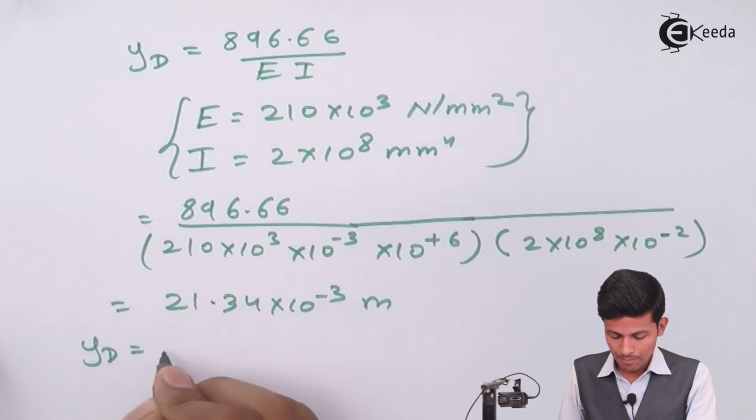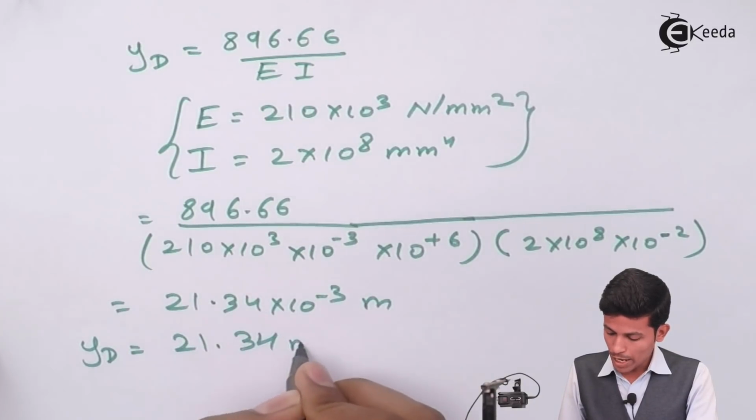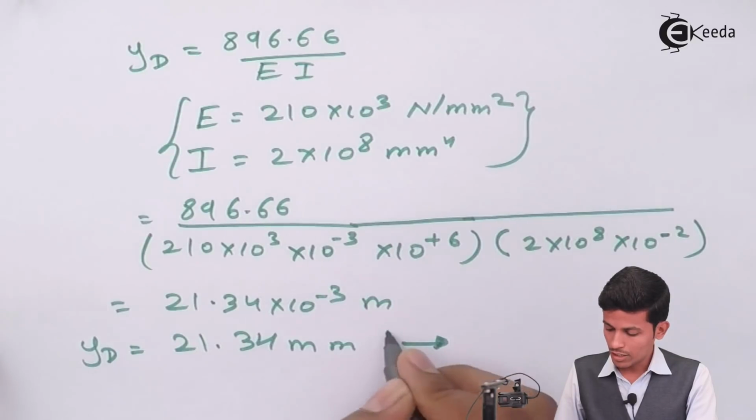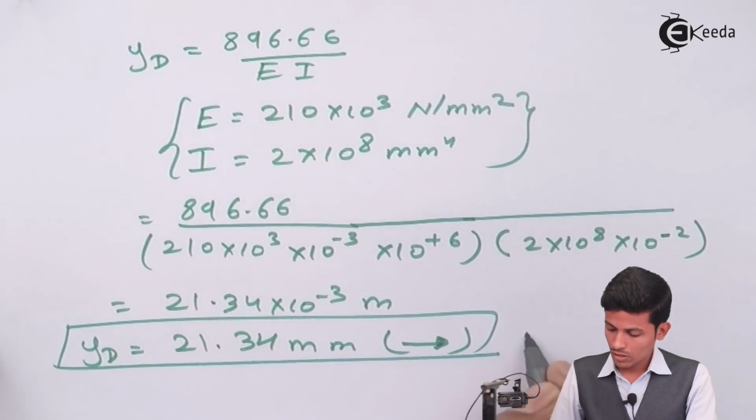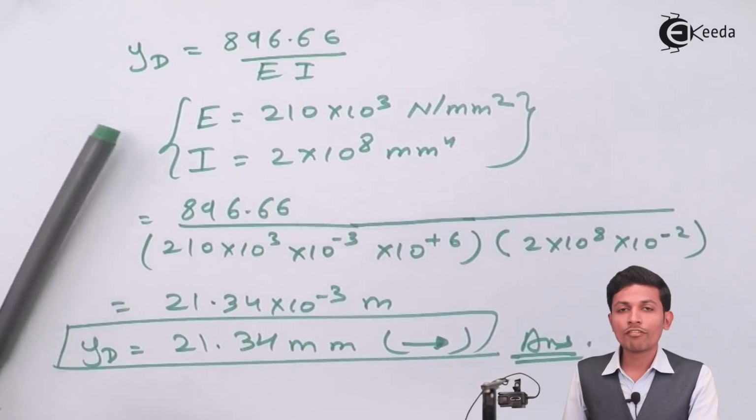Now yD will be 21.34 mm in this direction. This is your final answer.